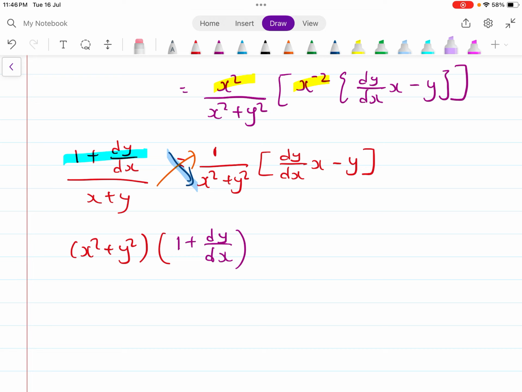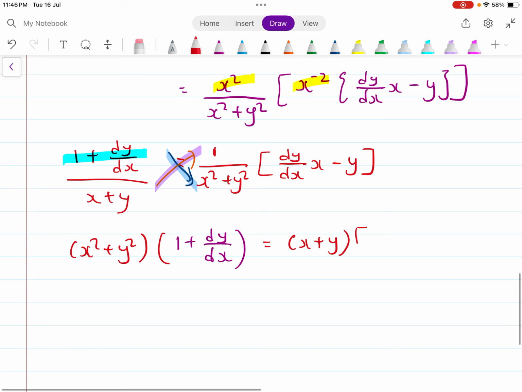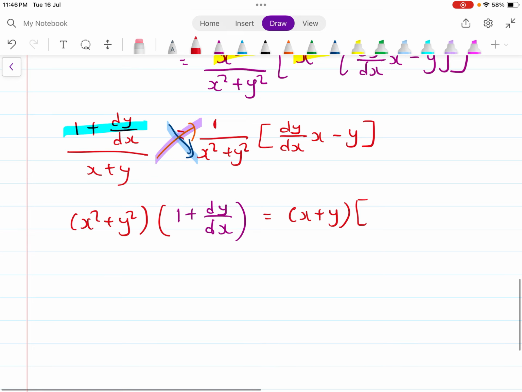Okay, now look at the purple color cross. So it's equal to, of course x plus y, the whole thing multiply by, shown already. So it's x dy dx minus y, and put a square bracket. So with this shown, yep, that is how we actually do this. Actually it's simple, just that the manipulation is a bit more complicated, but I think with will and determination you are able to do it.